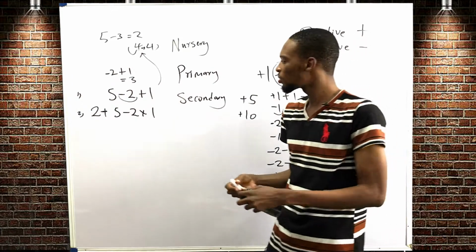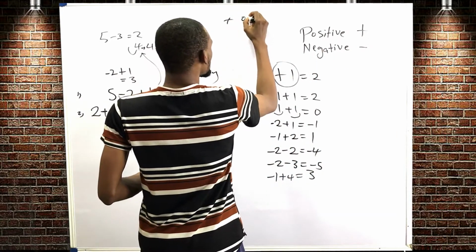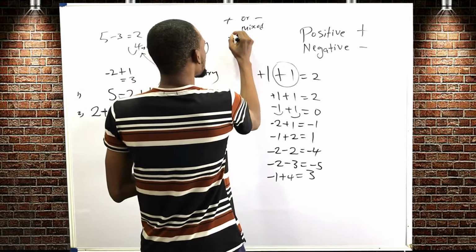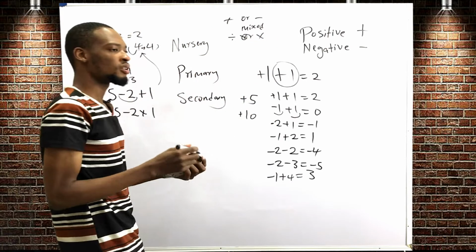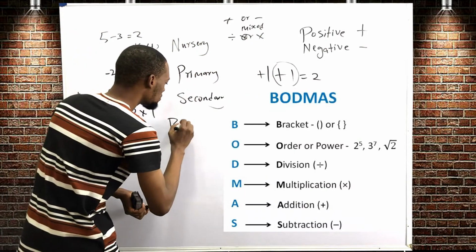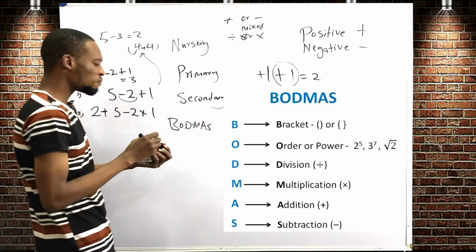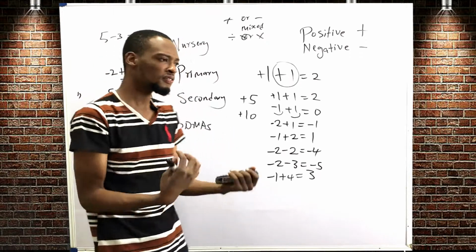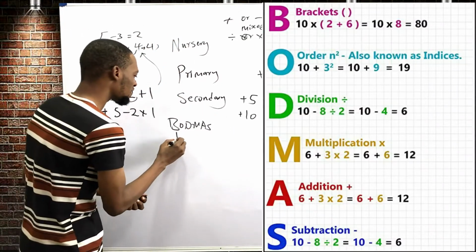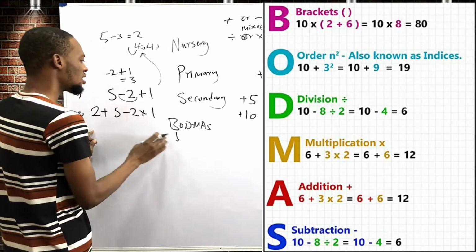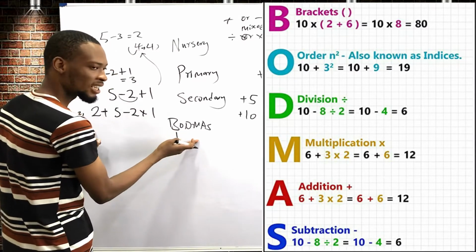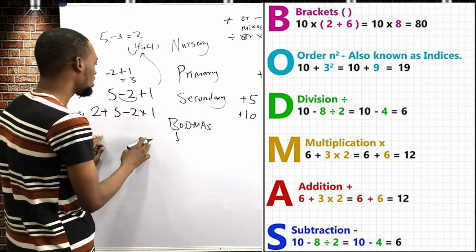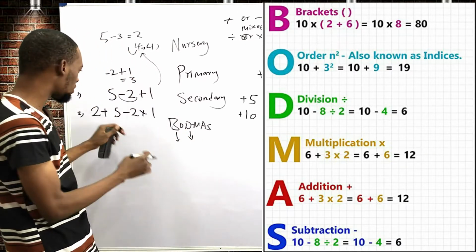Now, for this, we have addition, we have subtraction, and we have multiplication. Anytime you see plus or minus mixed with division or multiplication, you use BODMAS. BODMAS is not a grammar. It just shows the order in which you should solve the question. Start from bracket if there is bracket. There is no bracket here. Off or order. There's no order here. There's no off. There's no exponential function. No power. Next, division. There's no division.